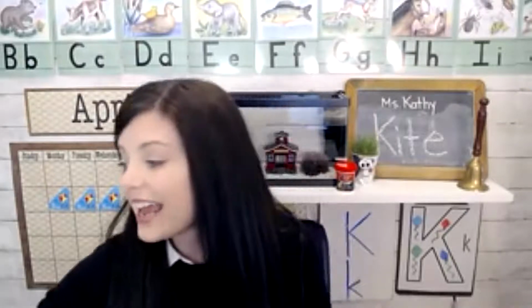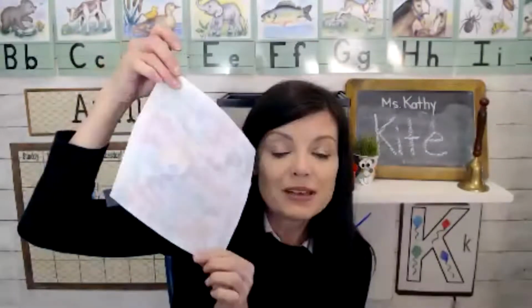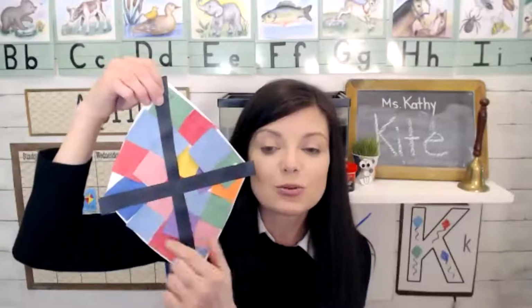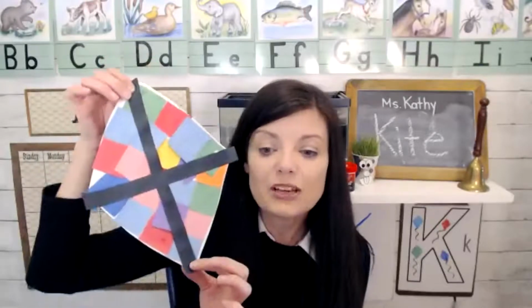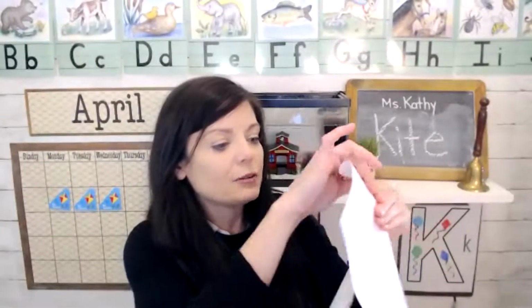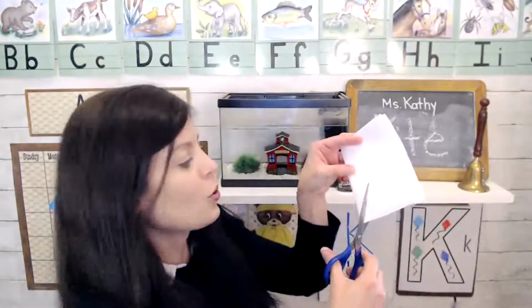For art today, we made a kite, and we just cut out a diamond shape. And then we added paper squares and a black strip this way and that way. You could even punch a hole and add a string if you'd like. Let me show you very quickly how to cut out a diamond really simply. So just take a piece of paper, fold it in half, fold it in half again, and then you're just going to cut from corner to corner this way.